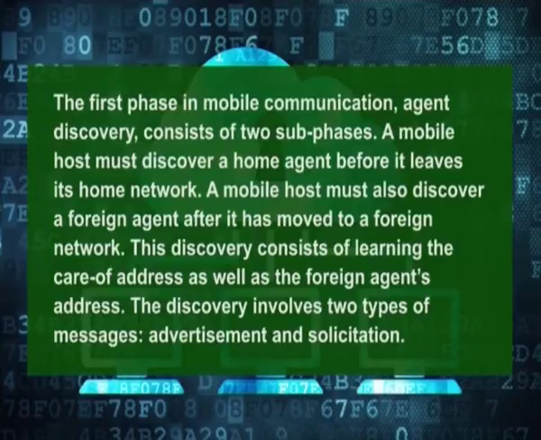Agent discovery. The first phase in mobile communication, agent discovery, consists of two subphases. A mobile host must discover a home agent before it leaves its home network. A mobile host must also discover a foreign agent after it has moved to a foreign network. This discovery consists of learning the care-of address as well as the foreign agent's address. The discovery involves two types of messages: advertisement and solicitation.